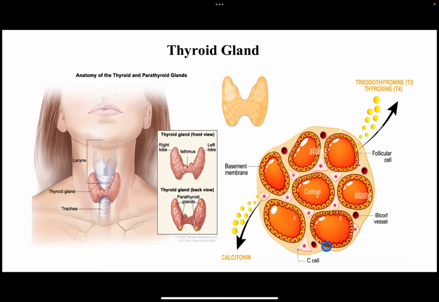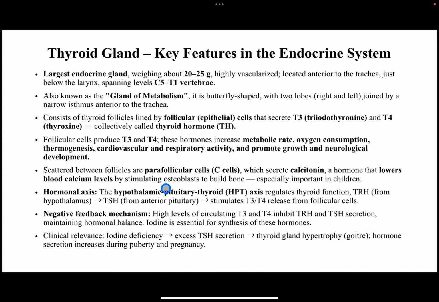So how many cells do we have in the thyroid gland? Two cells. The follicular cells, okay, and then the parafollicular cells. You realize that the follicular cells dominate in the thyroid gland. We have a lot of follicular cells as compared to the parafollicular cells.